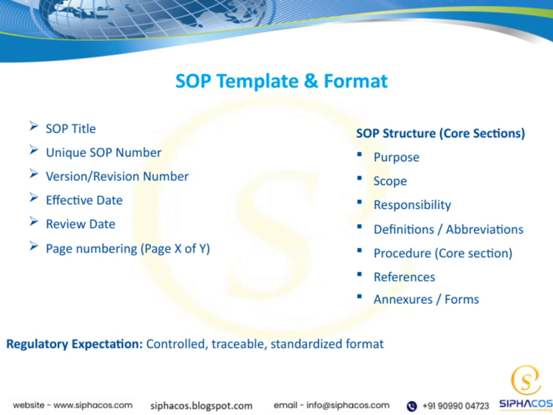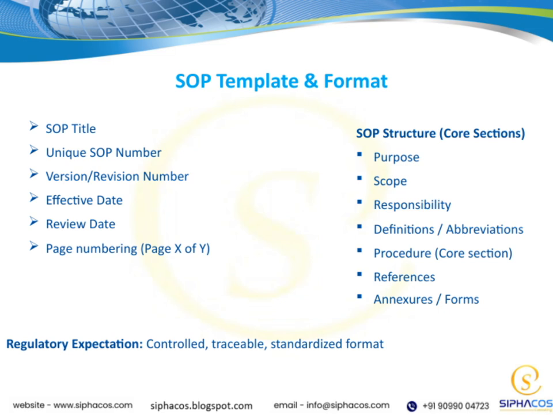The unique SOP number helps us track and manage documents efficiently. The version or revision number indicates the most current update, and the effective date shows when it comes into force. It's also important to include a review date to schedule regular updates and ensure the SOP remains relevant. Page numbering, such as page X of Y, helps with navigation, especially in longer documents.